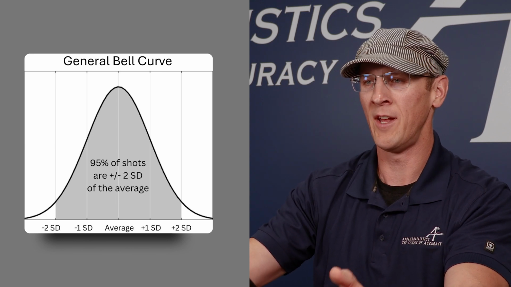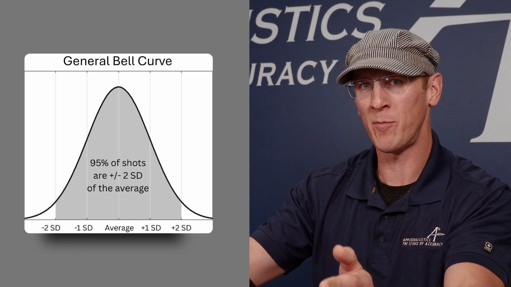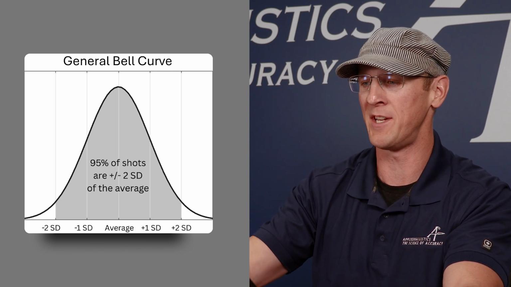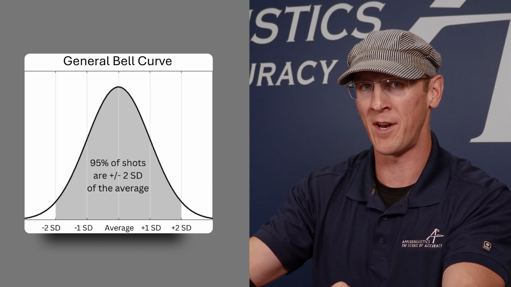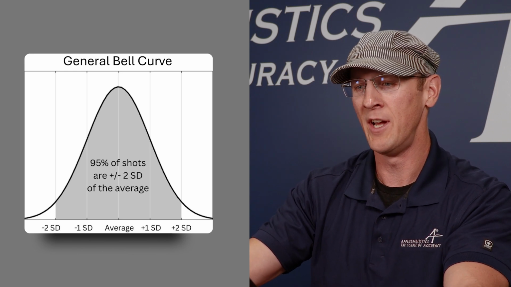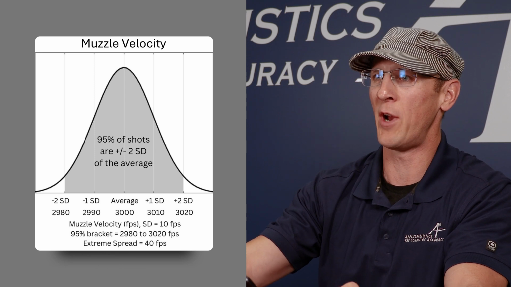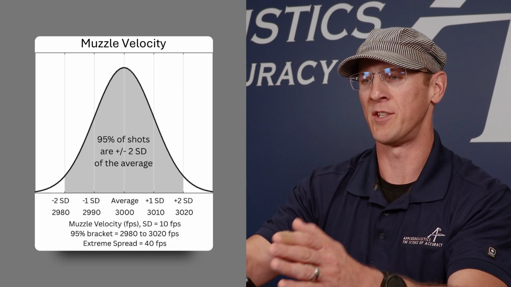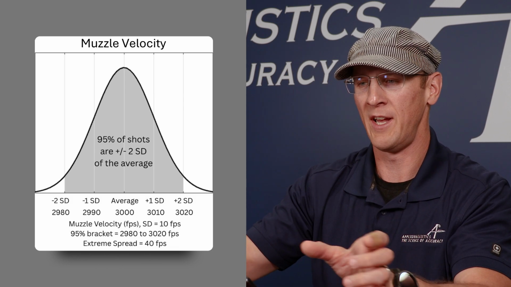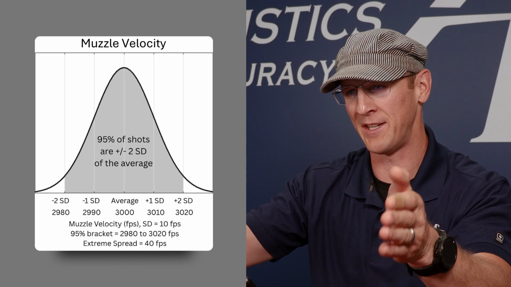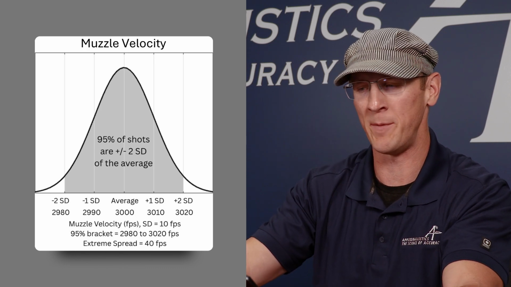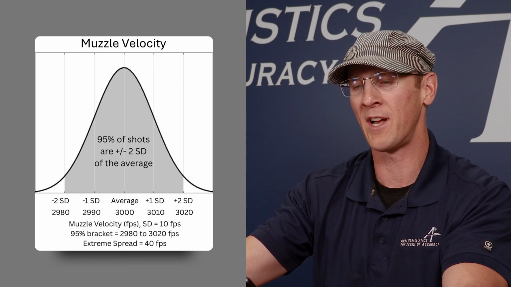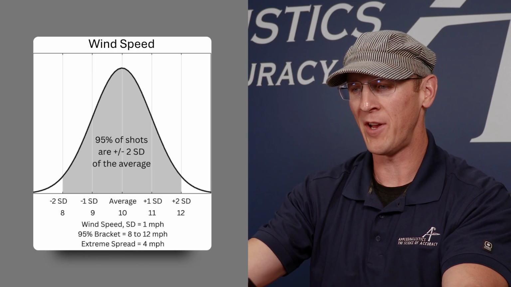So if you want to know what the bracket is, where 95% of your muzzle velocities will be, your wind calls will be, whatever it is that we're characterizing in WEZ, 95% is represented by plus or minus 2 standard deviations. So if you wanted to represent an extreme spread in muzzle velocity of 40 feet per second, your standard deviation would be 10, right? Because plus or minus 2 of those gives you plus or minus 20, and that's 40 feet per second as an extreme spread. So that's what you have to understand in order to properly give the WEZ side of the solver the right inputs. And the same thing applies for wind speed.